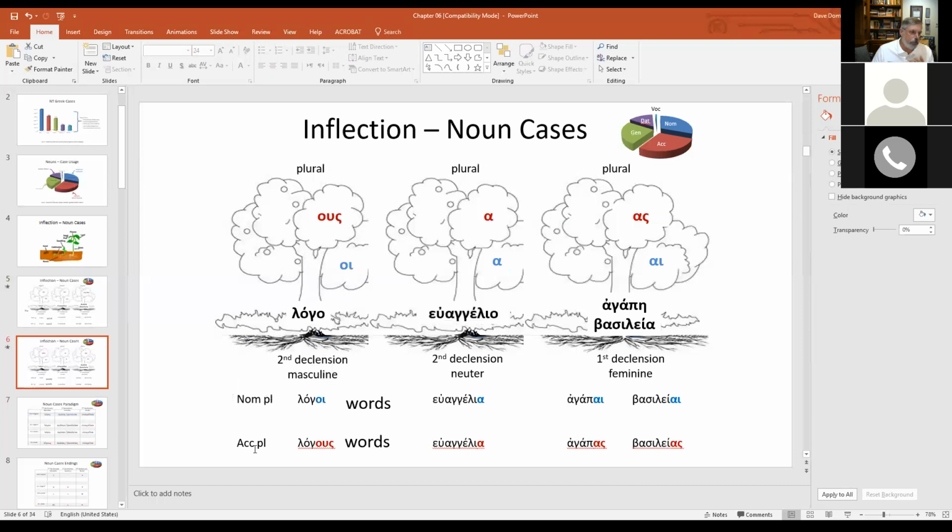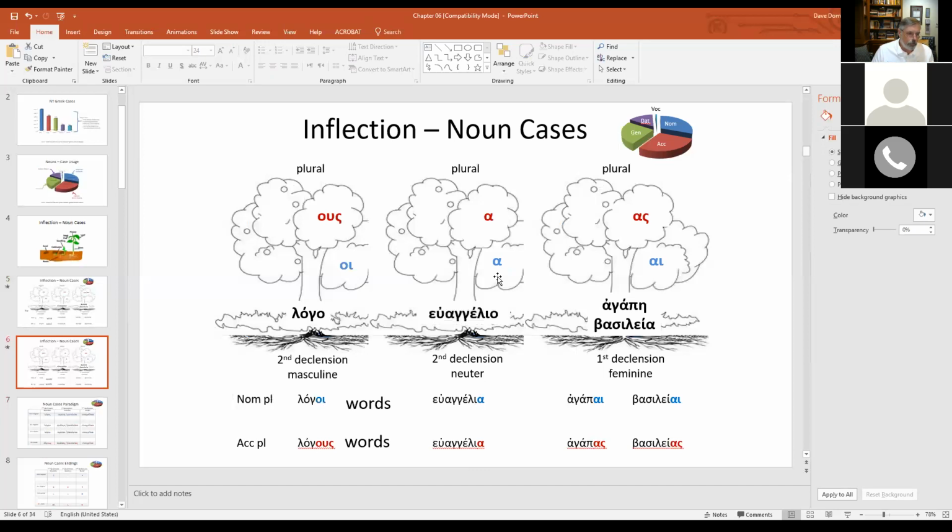Epsilon sigma makes it the direct object or the accusative for the subject. Either way, it's translated words. Euangelia is going to be, that means good news. Okay. Gospel, the gospel. It's still gospels or good news, plural.